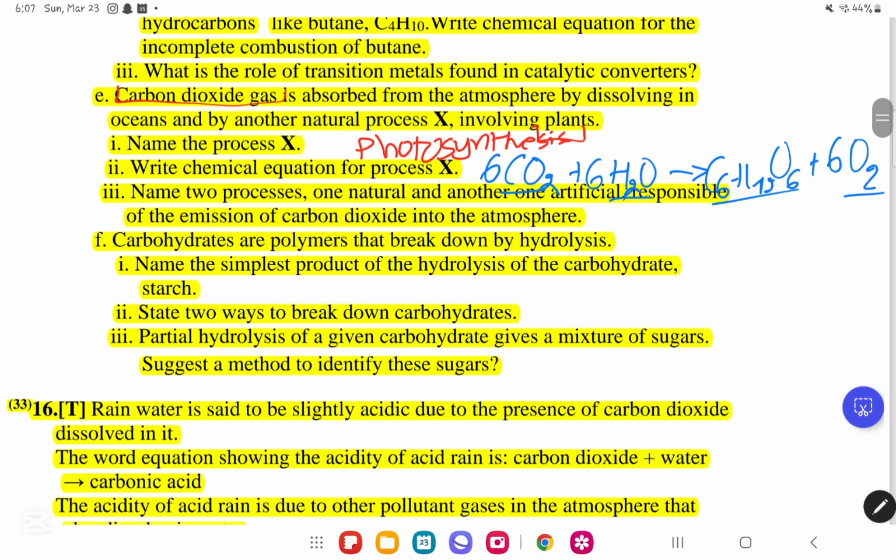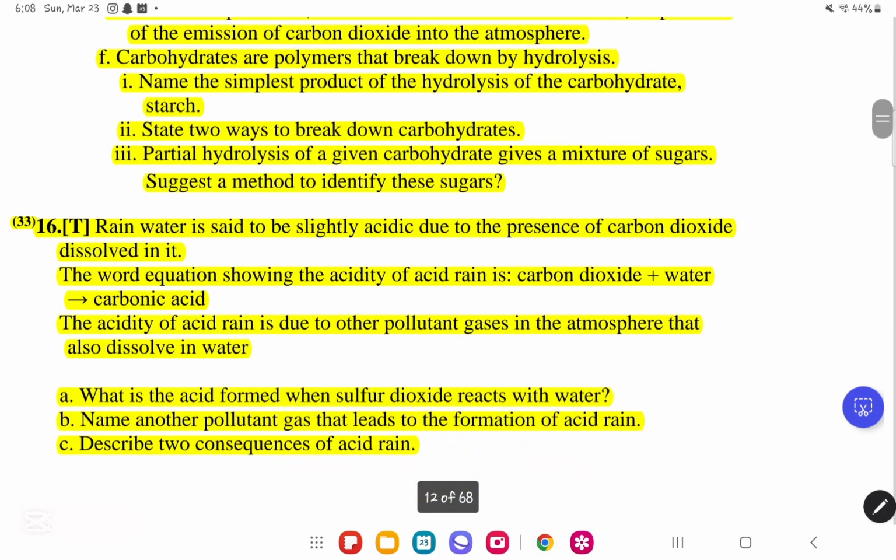Now they said name 2 processes, one natural and one artificial, responsible for the emission of carbon dioxide in the atmosphere. One natural, it's probably respiration, and one artificial, it is the combustion of fuels. Okay, so that's pretty much it. I believe that's part E done. We move on to part F.